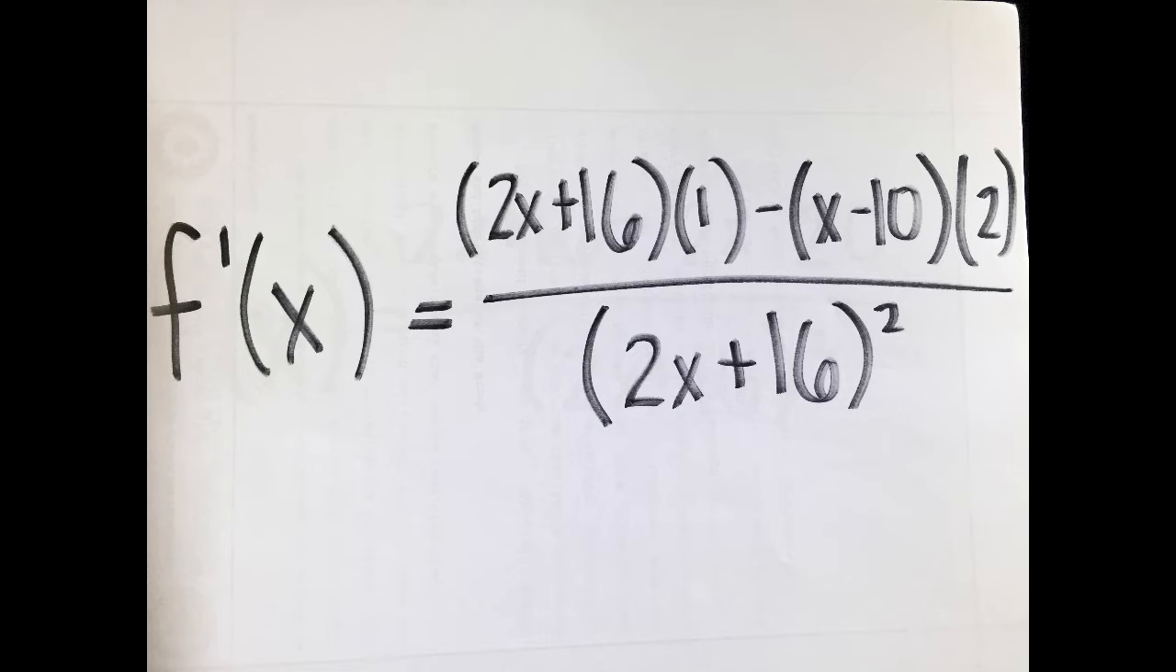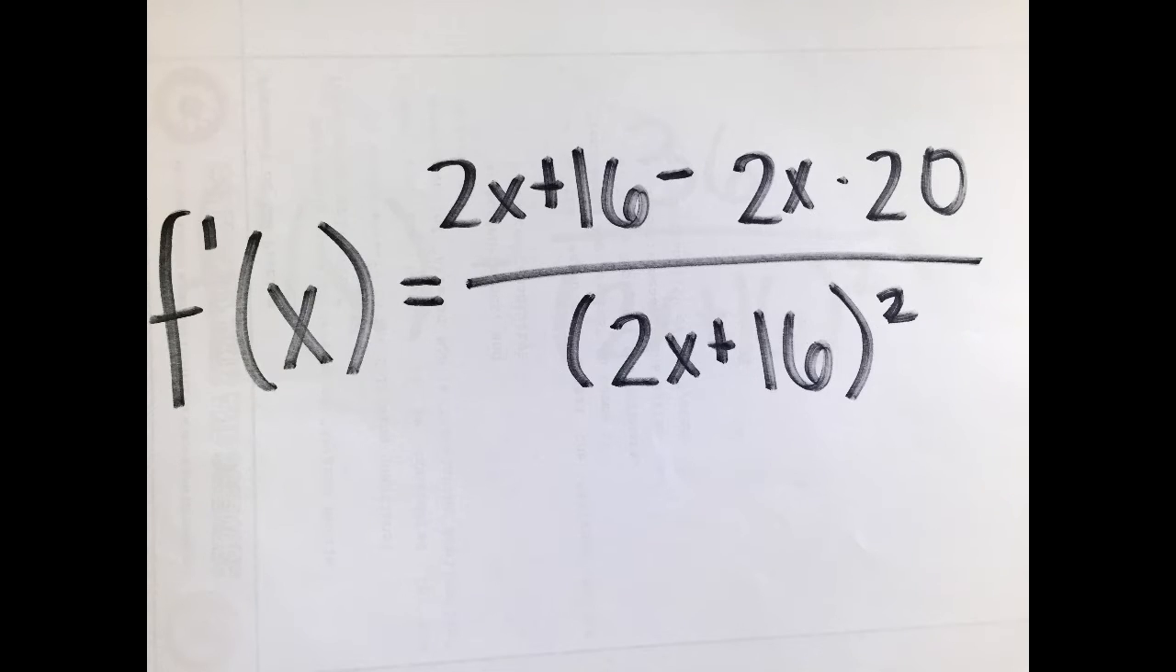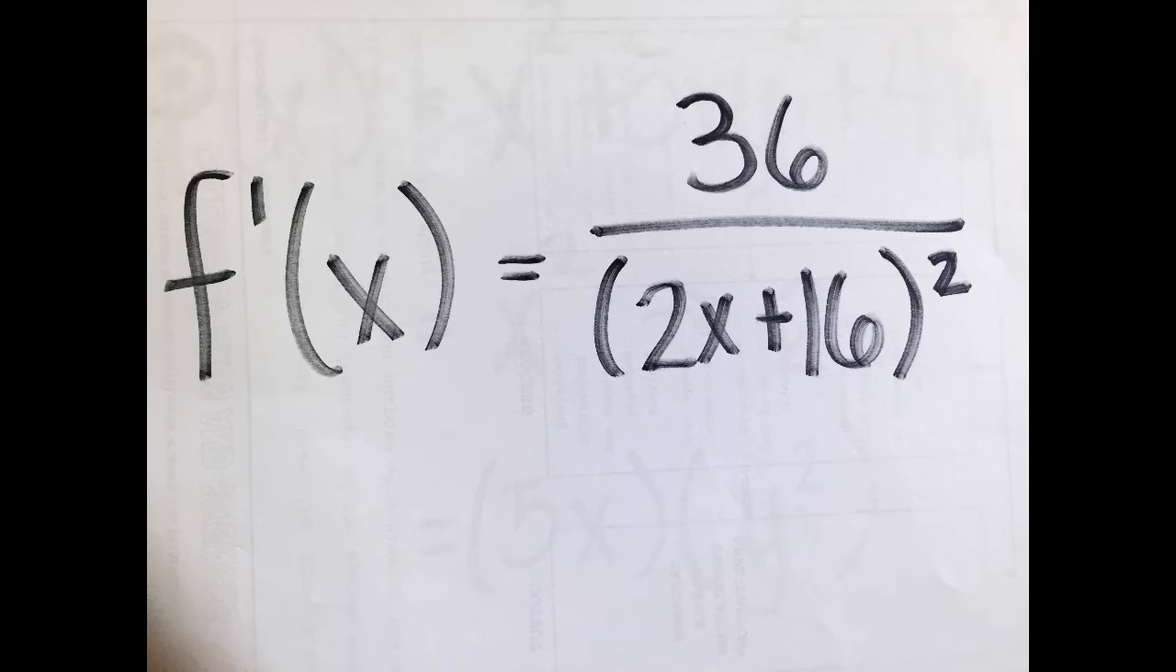So after that, we got 2x plus 16 minus 2x plus 20 over 2x plus 16 squared. So here, we just simply cancel out positive 2x and negative 2x. Then, add 16 to 20. Then we just copy our g of x squared. So for our final answer, we got 36 over 2x plus 16 squared. So, there you have it.